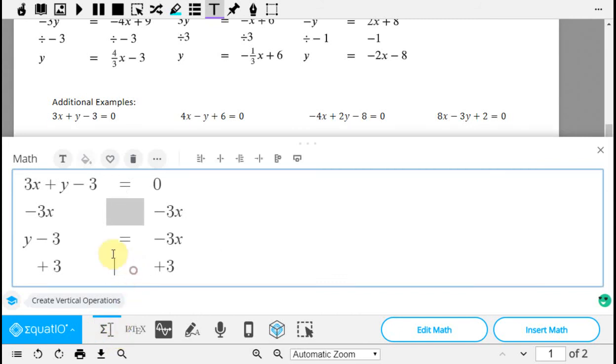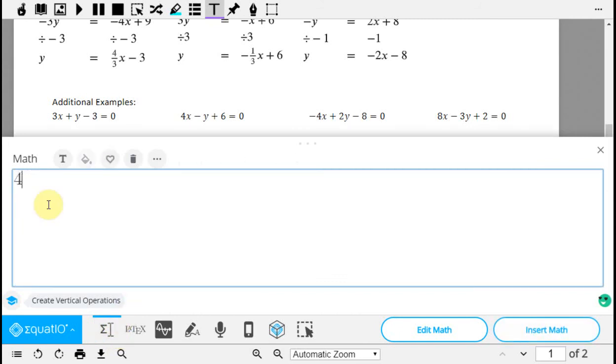The next question is 4x minus y plus 6 is equal to 0. Now what I will show you is that you can get rid of the two terms at the same time. We want to get rid of the 4x, so that would be minus 4x. And we would like to get rid of the plus 6, so that would be minus 6. Then we can do the same to the other side, minus 4x, minus 6.